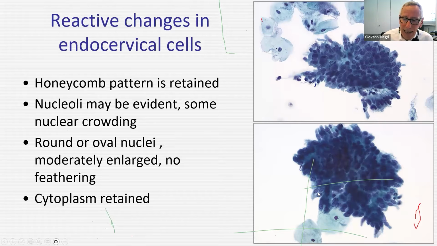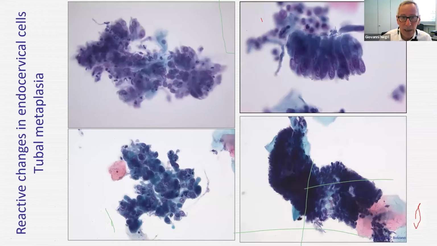Reactive. And this case is a little more difficult because you have more nuclear crowding. You have some artificial, probably artifactual overlapping of these cells. Anyway, if you look at the periphery, again, you see a lot of cytoplasm, no real atypicality in the nuclei. Some of these are a little enlarged, but no real palisading, no real feathering. And what's helpful is that in this case, you usually have only one or two groups of reactive cells. You do not have the very high cellularity of adenocarcinoma in situ.